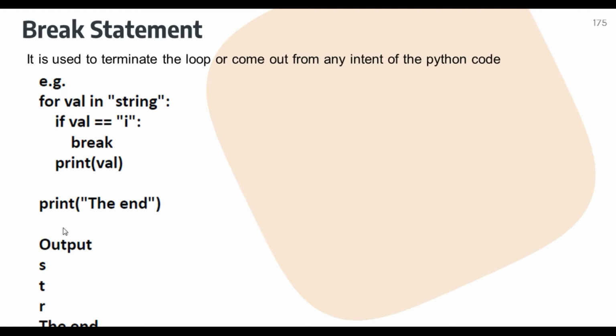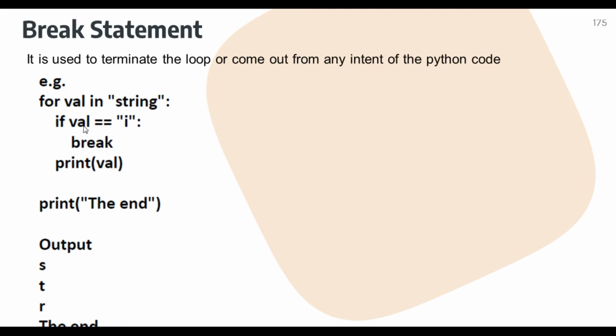Okay, and according to this program, what should the output be like? S will be printed first because s will transfer to val, then t will transfer and print, then r will transfer and print. And at last, I will check by this condition.